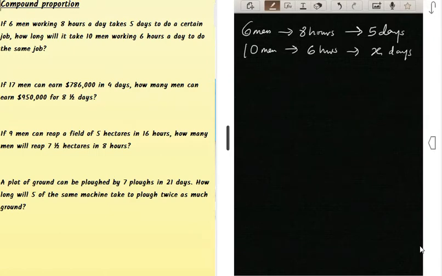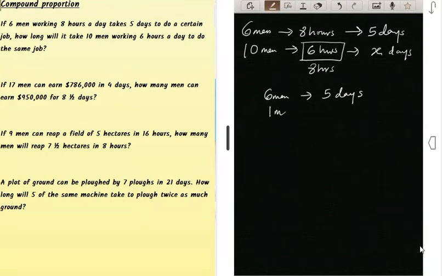Okay? The idea here is to make sure that you work under the same condition. So for that reason, I'm going to make this quantity the same as the other one at the top. I'm going to make 6 hours similar, for this statement to be similar to the other one at the top. So in this case, I've successfully resolved this compound proportion to either simple proportion or inverse proportion. Okay, so the new statement is this: 6 men do a job for 5 days, working at this time 8 hours.